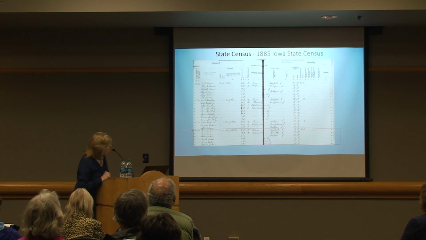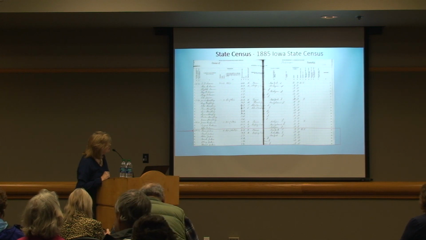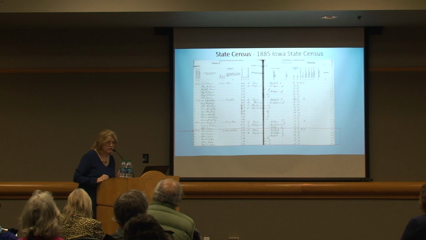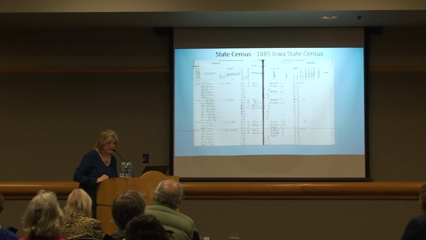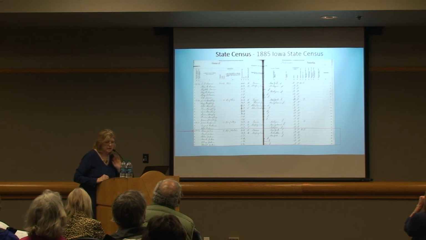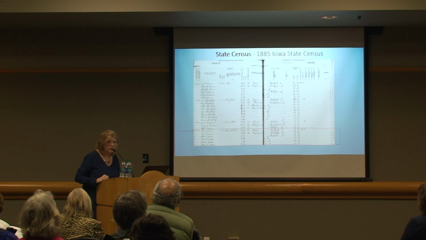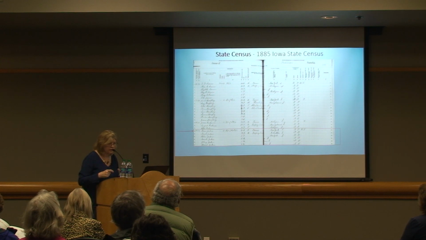This slide shows the 1885 Iowa State Census. Now, I'm going to be showing you different slides throughout this talk from the period between 1880 and 1900. They're not all going to be 1890 because you don't always have them for 1890, but you're looking to place your ancestor in that 20-year period.